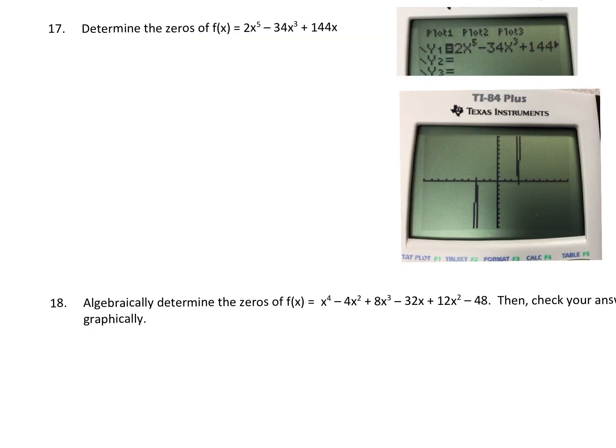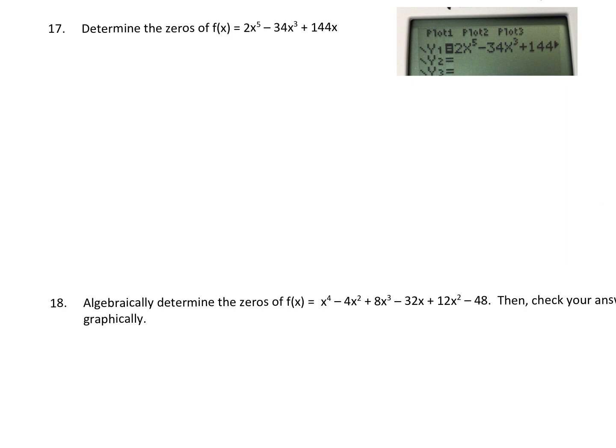Okay, now number 17 says to determine the zeros. So for the zeros, we could set this equal to 0 and solve. Or if you wanted to try it graphically, you go to y equals in your calculator, plug in the equation and hit graph. What you'll notice is, first of all, this is the 5th power, so there can be up to 5 solutions. By looking at this graph, I honestly can't tell what the 5 solutions could be, so doing this graphically is not going to be beneficial for this example.